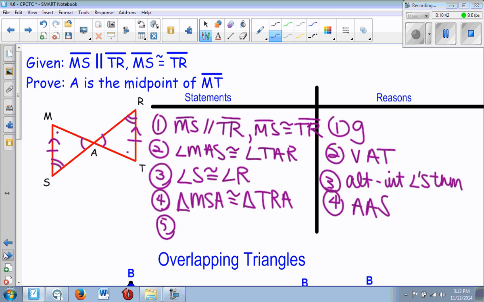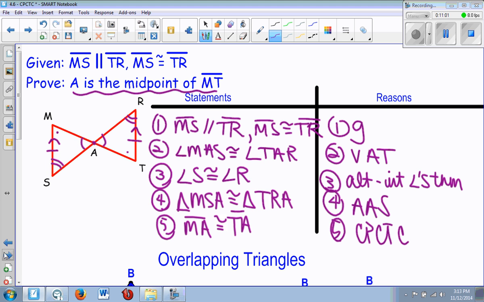Number 5, looking at what the proof is asking me, it's asking me that A is the midpoint of MT. Well, in order to prove that, I need to know that M to A and T to A are the same. So I'm going to state that I know they are the same. The reason why? Because of CPCTC. They're corresponding parts of congruent triangles, so they are congruent.